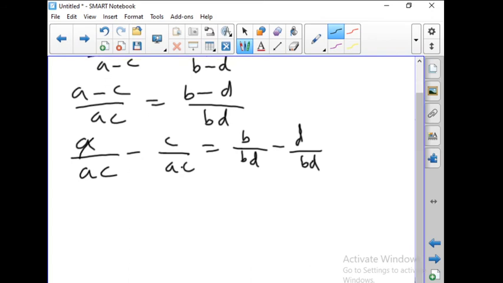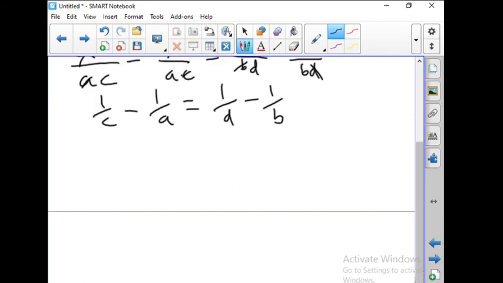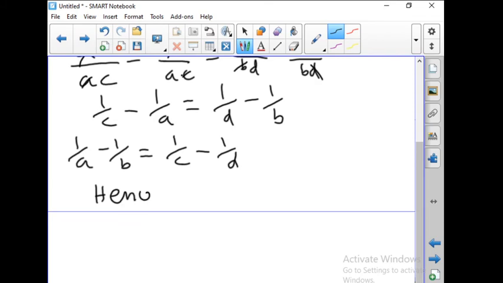Here a cancels, so 1 by c minus 1 by a is equal to, b gets cancelled, 1 by d minus d gets cancelled, 1 by b. Okay, so this we can also write as 1 by a minus 1 by b, taking that side. So 1 by a minus 1 by b is equal to, bringing 1 by d to this side, 1 by c minus 1 by d. Hence we have proved the result.